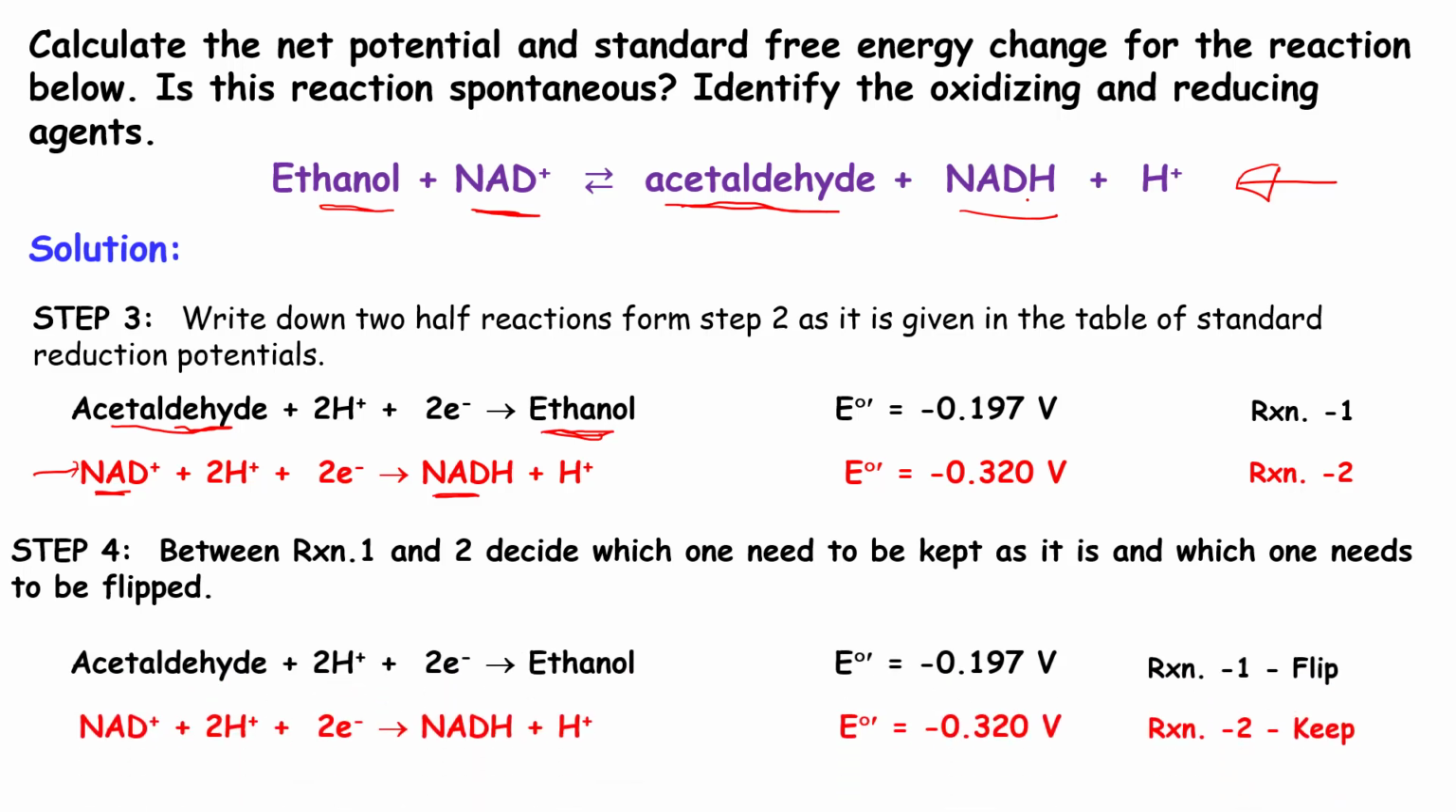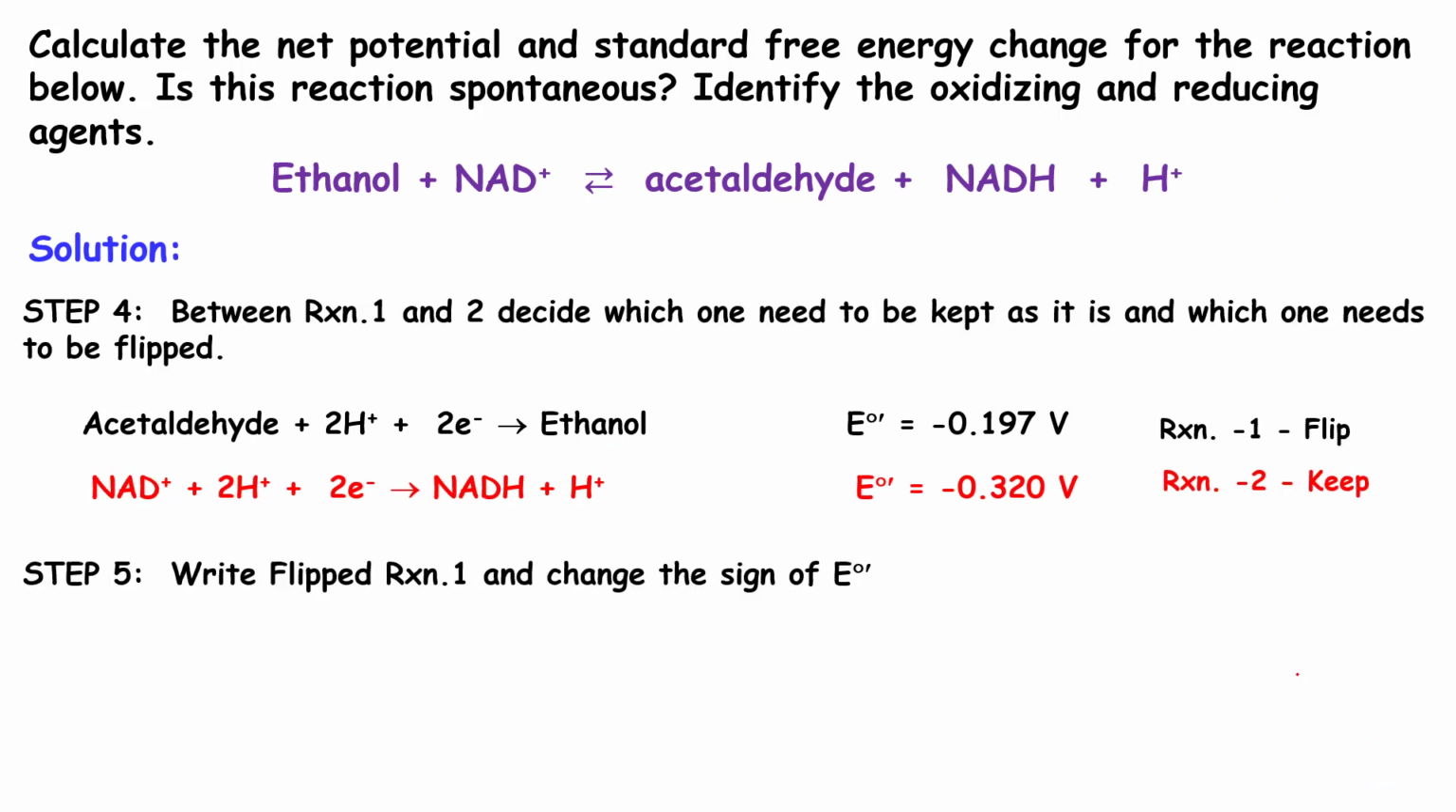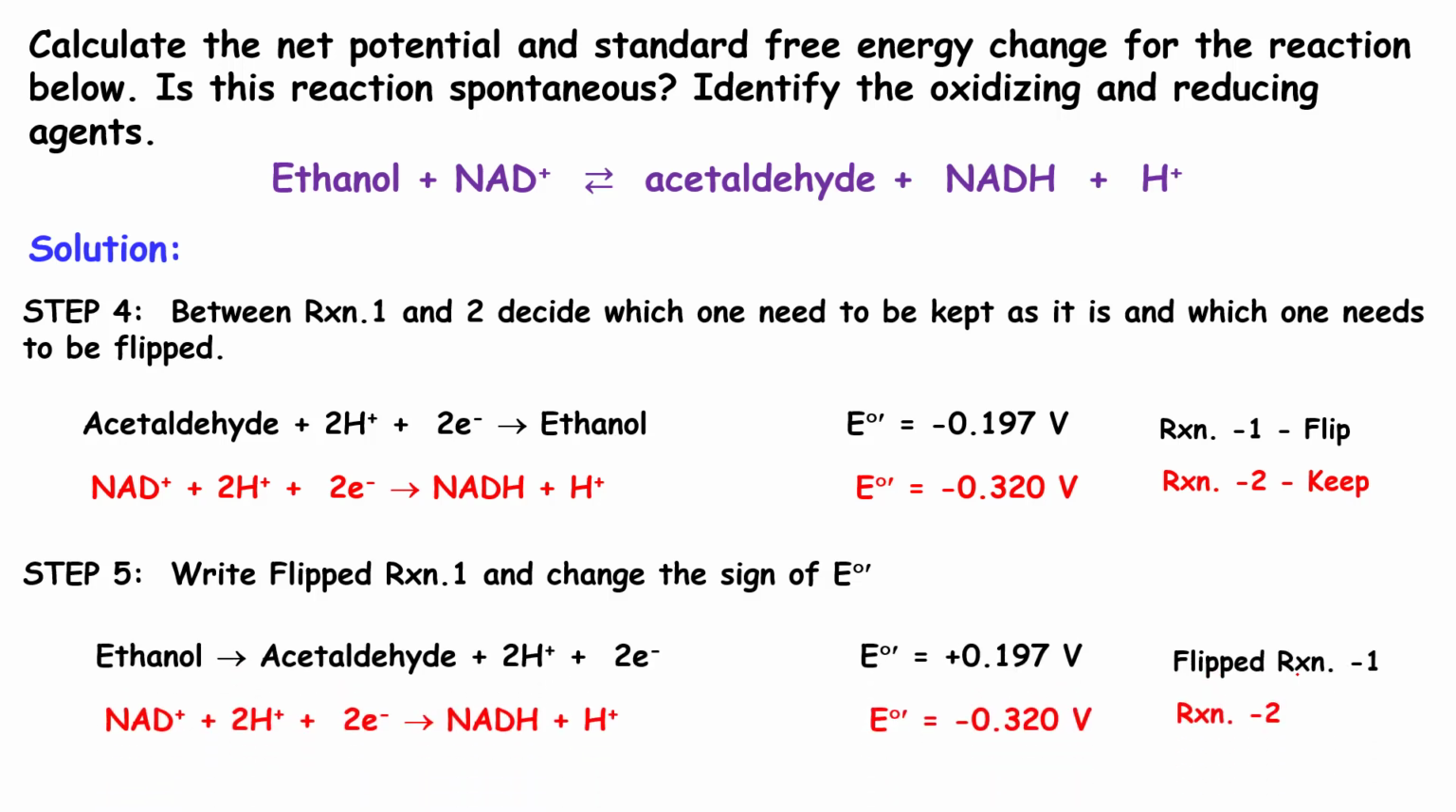Okay, so I've made a note here saying, flip reaction number 1, but keep reaction number 2. I made a note of that because it's going to help me actually do the flip in the next step. So in the next step, step 5, what we're going to do is write the flipped reaction and change the sign of delta E naught. So I'm going to rewrite the equation here. So if you see here, this is our reaction number 1. We have flipped it in step 5.